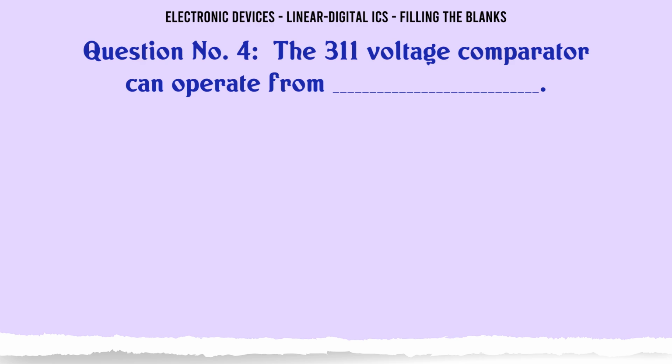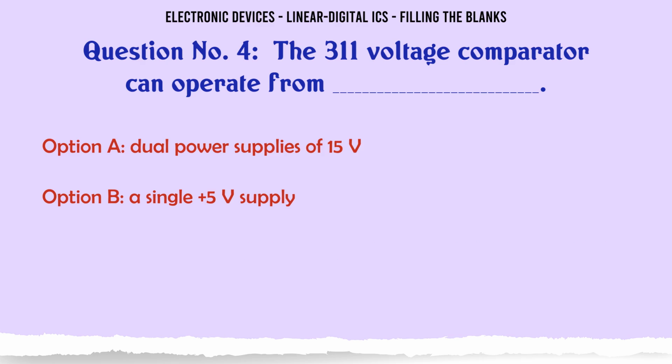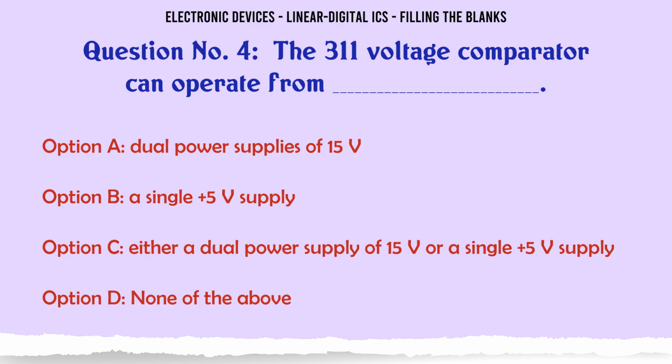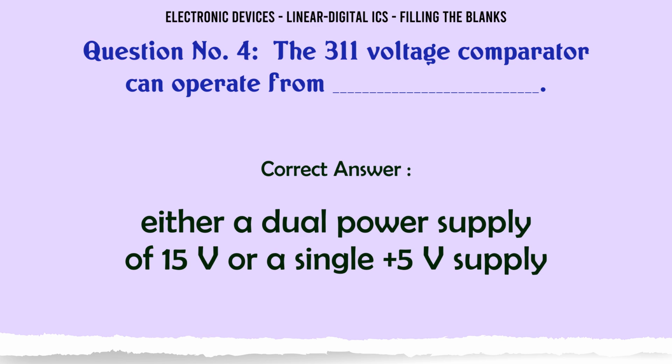The 311 voltage comparator can operate from: A, dual power supplies of 15 V; B, a single 5 V supply; C, either a dual power supply of 15 V or a single 5 V supply; D, none of the above. The correct answer is either a dual power supply of 15 V or a single 5 V supply.